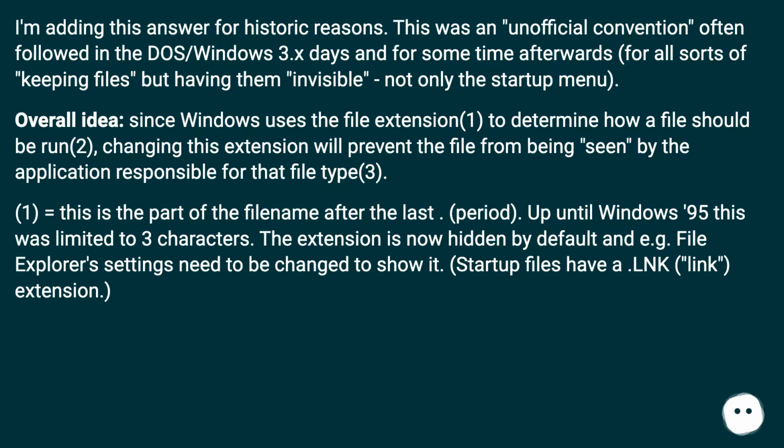(1) This is the part of the file name after the last period. Up until Windows 95 this was limited to 3 characters. The extension is now hidden by default, and e.g. File Explorer settings need to be changed to show it. Startup files have a .lnk (link) extension.